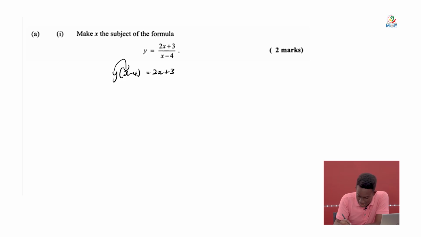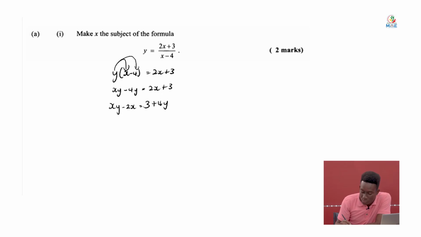So we distribute the y's, we'll have y times x would be xy, minus y times 4 would be 4y is equal to 2x plus 3. And then now what we want to do, let's put all the terms with x's on one side and bring over everything else on the other side. So we'll have xy, and this 2x is adding, and we take it over, we'll subtract 2x is equal to 3, and this is subtracting, and we take it over, we'll add, so 3 plus 4y.